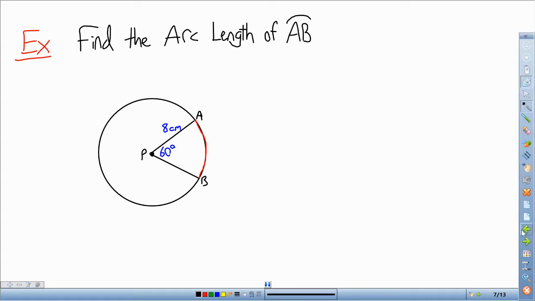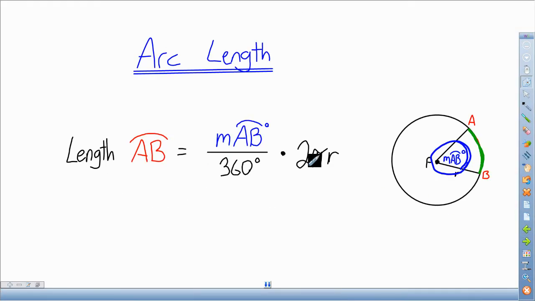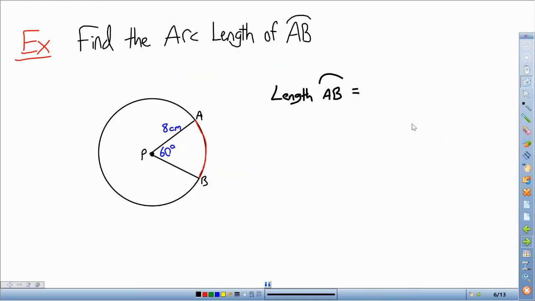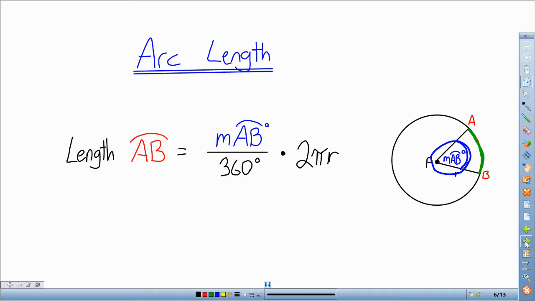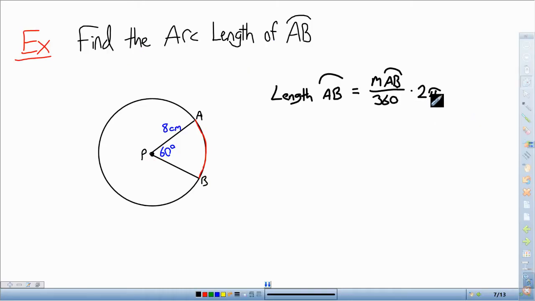Okay, so let's go ahead and write this out. They want us to find the length of our arc AB, so we're going to use our formula right here. I'm going to say the length of arc AB equals, and I'm just going to write out the formula just to have it there, and then we'll plug in our parts. The measure of arc AB divided by 360 times 2 pi r, which remember is circumference. So we need two things: the measure of the arc and the radius.